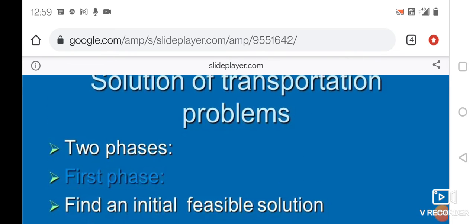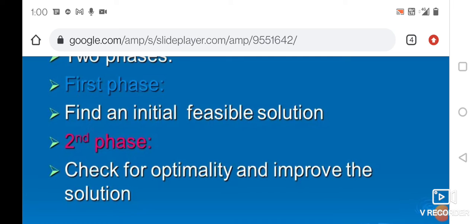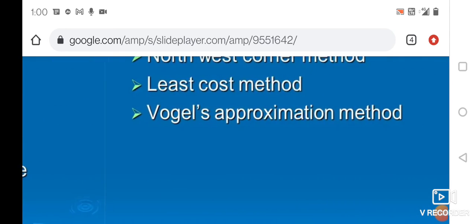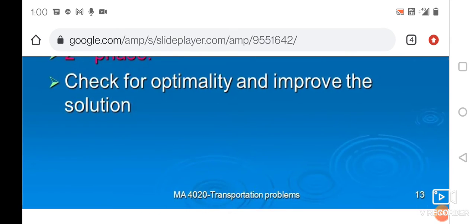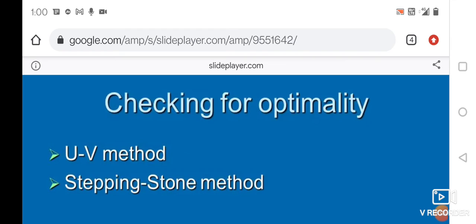The solution of the transportation problem has two phases. First phase, find the initial feasible solution. Second, check the optimality and improve the solution. Checking for optimality: U minus V method, stepping stone method.